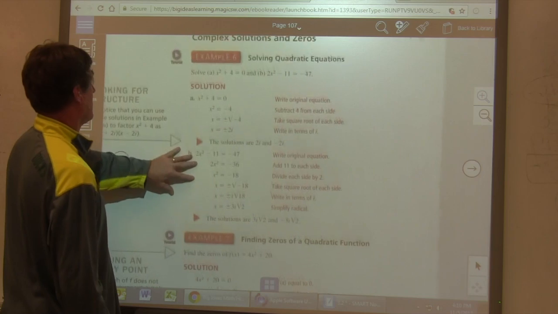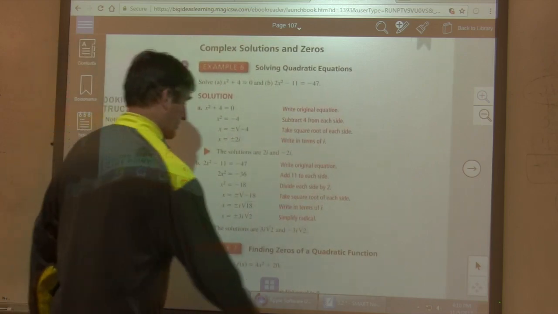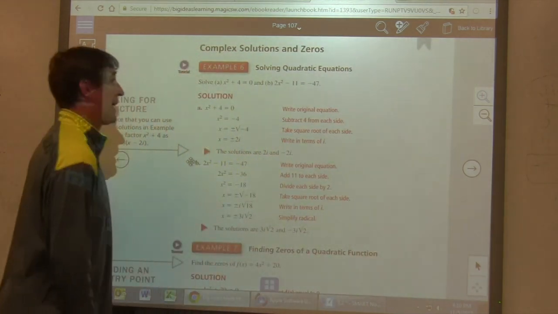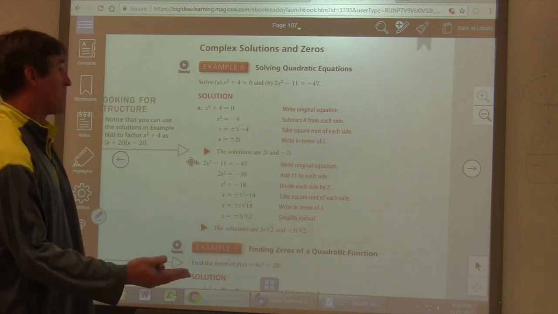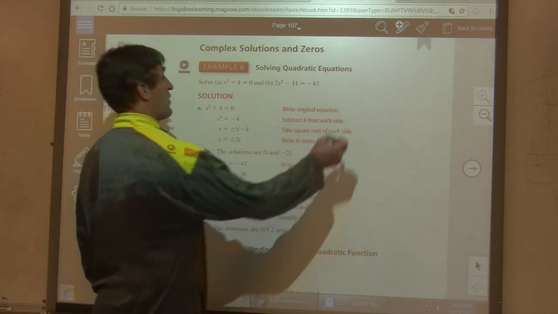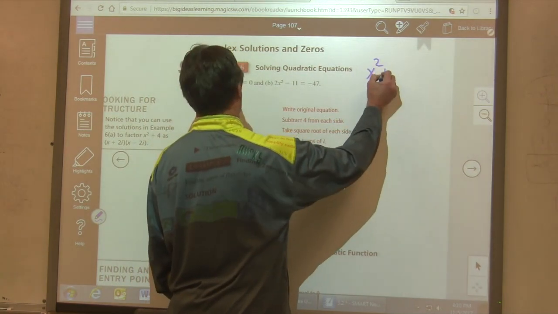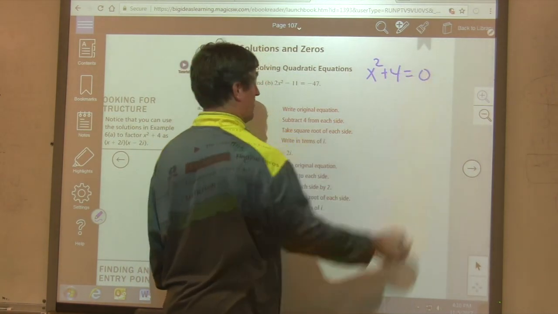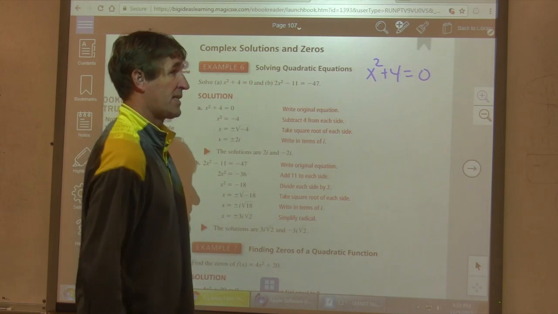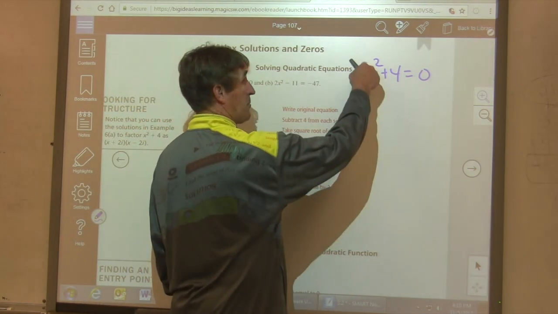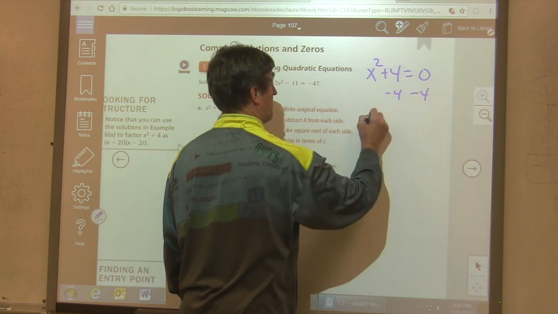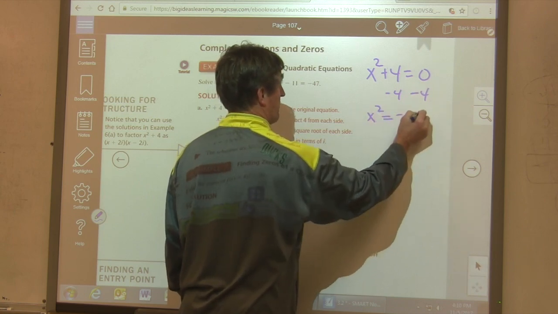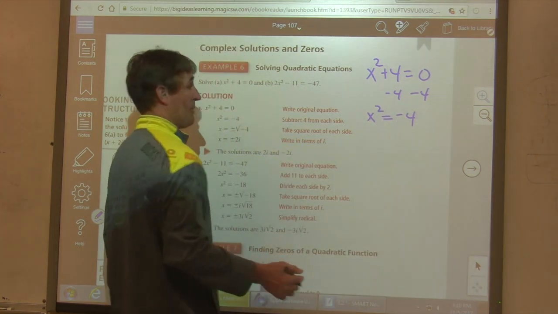So let's take a look at example 6. Solving quadratics. So we just did this in the last chapter. The only difference now is we're going to add imaginaries. So this first one says x squared plus 4 equals 0. So from the last section we know that we want to isolate the part that's squared. So I'm going to move the 4 over by subtracting 4. And so nothing changes from what we did before.